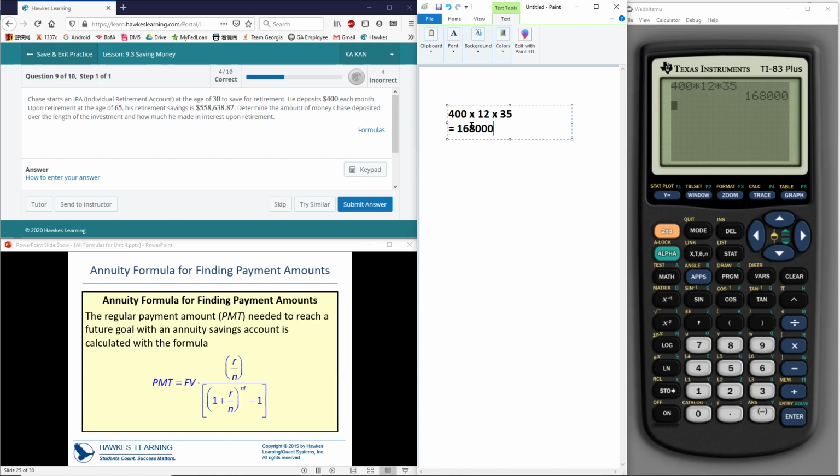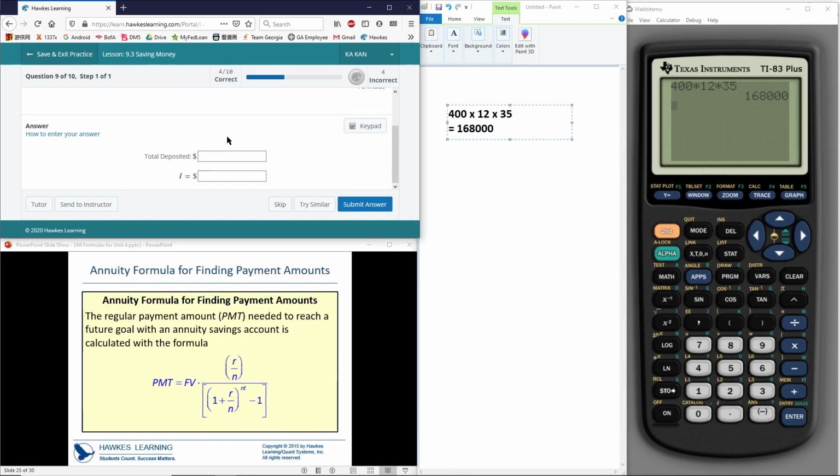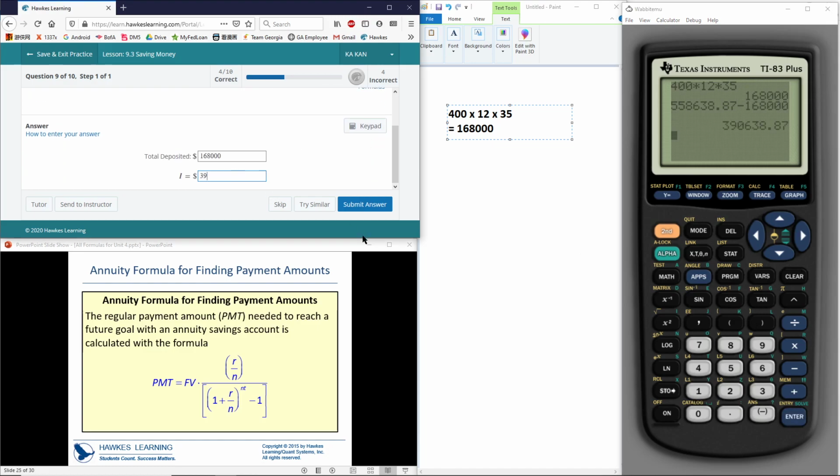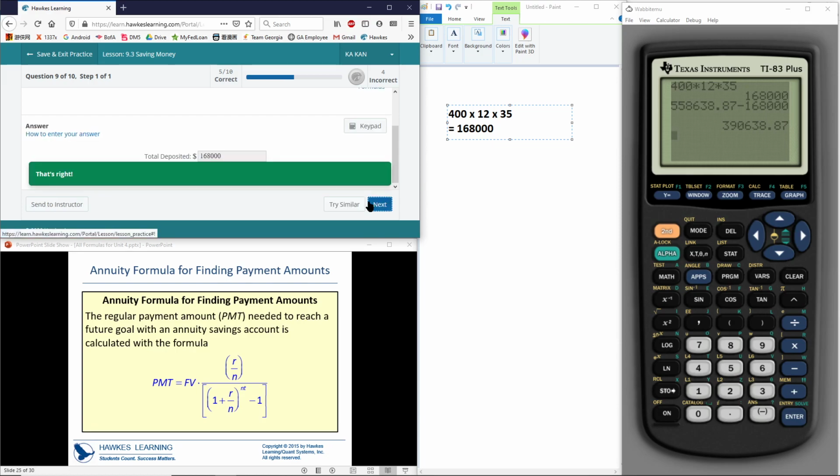So now, here's the deal. He got this much. The total deposit is $168,000. How much interest did he get? Subtract from this number. So there will be 558,638.87 subtract 168,000, and you get how much interest he generated. That's very good interest actually, but that's the key about a 401k. You do it over a long time period, don't mess with it, and you're going to be winning at the end.